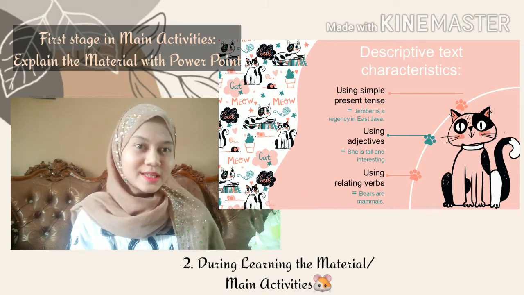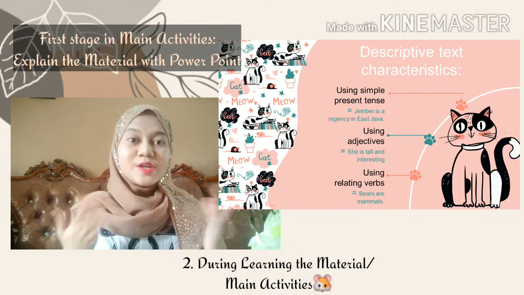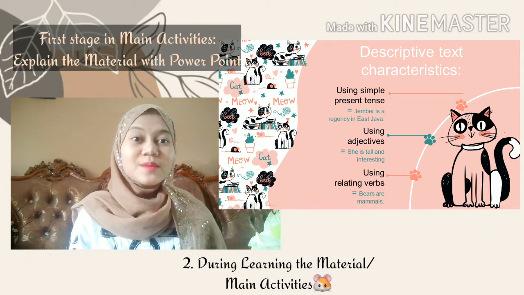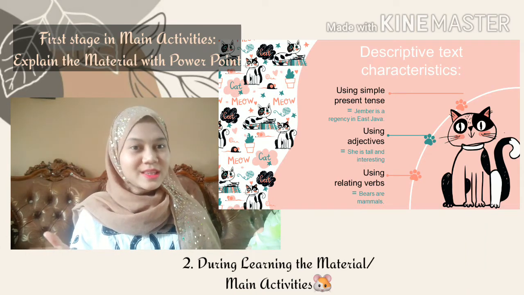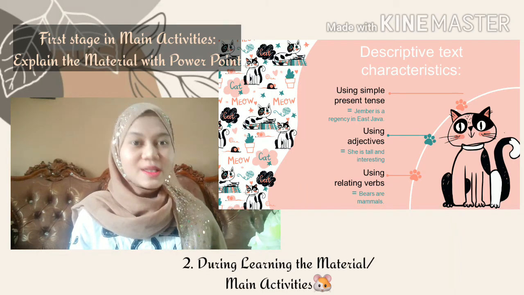Next, using adjectives, because the function of this text is to provide information by describing an object that is described. In descriptive text, there will be many adjectives. An example is, she is tall and interesting.